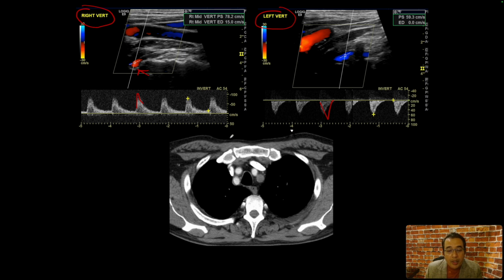And this is a representative CT image from their CT of the chest showing the patent branches from the brachiocephalic and the left common carotid arteries, and the left subclavian artery is completely occluded. So when the left subclavian artery is occluded, this is the artery that supplies blood to the left upper extremity. In those situations, the left upper extremity is perfused by retrograde flow from the left vertebral artery. So this is a great example of subclavian steal.